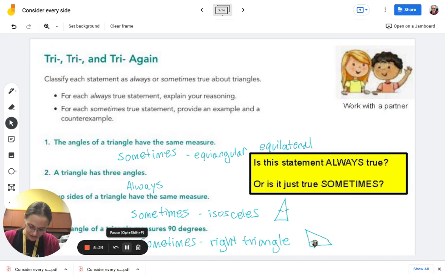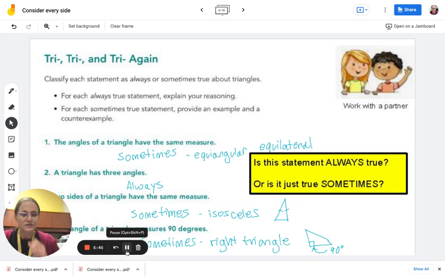So a right triangle has one angle that measures 90 degrees. We always represent that angle using a little box. The box tells us that this angle right here has 90 degrees. And that's what makes that triangle a right triangle. So in classifying the statements, we had sometimes, always, sometimes, sometimes.